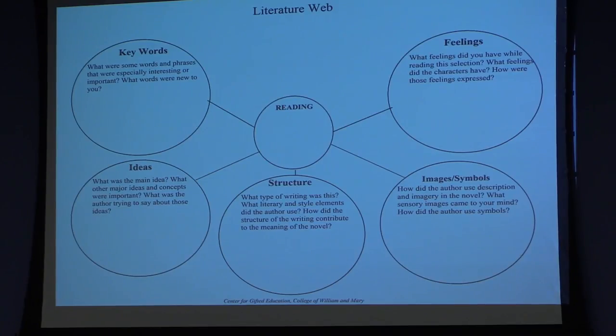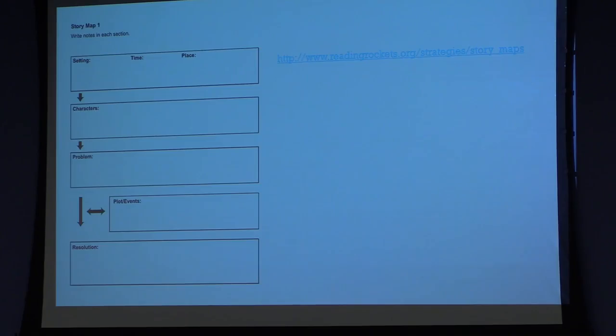The structure, what type of writing was this? The ideas, what was the main idea? And then going a little bit deeper, what was the author trying to say? So not just what does the book say, but why did the author put this in here? And then some keywords. So kind of just a web of some other things and some higher order thinking skills. But again, that's from that gifted and talented curriculum from William and Mary.